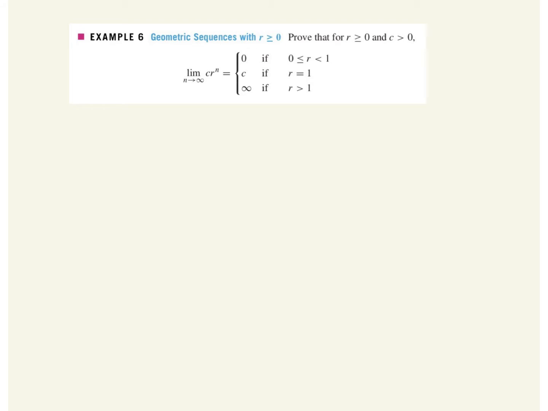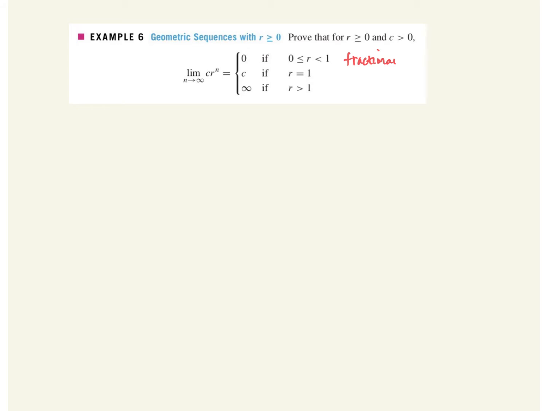Okay, so in the problem, it's saying the limit as n approaches infinity of c, some positive constant, times r to the n power is equivalent to either 0, if r is between 0 and 1, fractional. It's equal to the coefficient c, if r is exactly 1, right, makes sense, 1 to any power is still just 1. And then it is equal to infinity if r is greater than 1. It grows without bound. It diverges then, right?